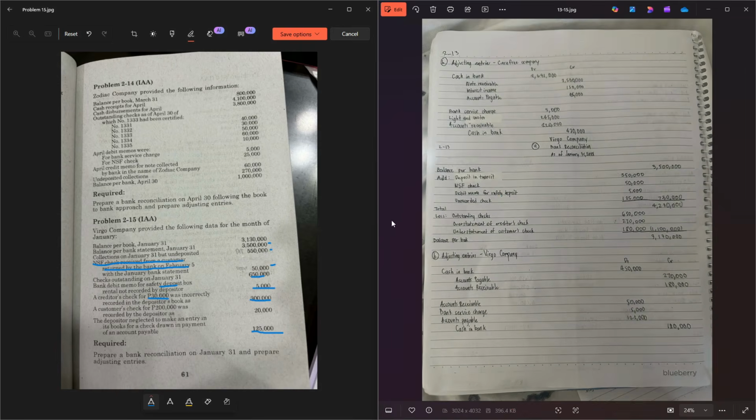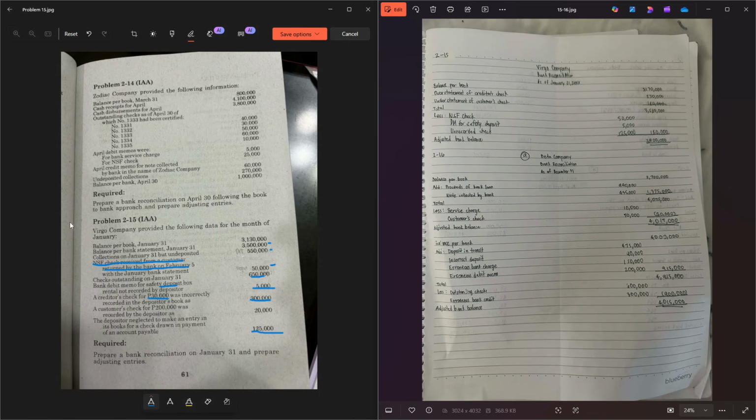Then next, kay still Virgo Company, just to see the adjusted book balance. So, balance per book of 3,130,000. The overstatement of creditor's check of 270,000. The understatement of customer's check of 180,000 to a total of 3,580,000. Let's double check with the calculator. 270 plus 180 equal to 450, plus 3,130 equals 3,580.